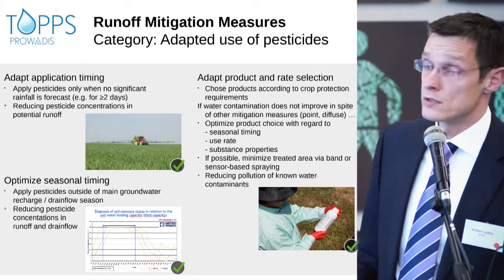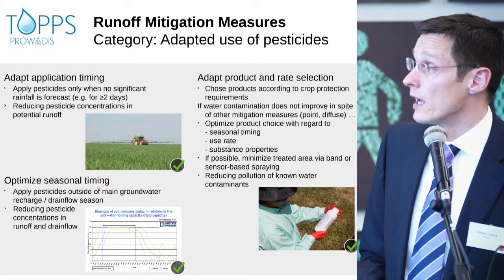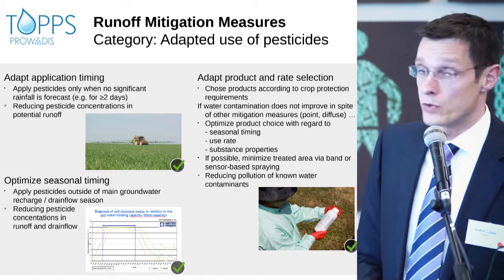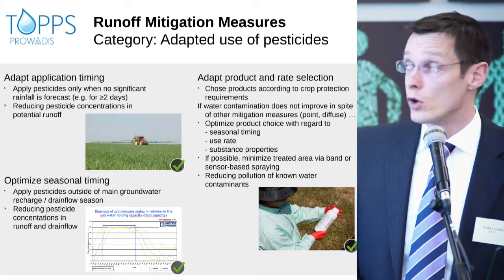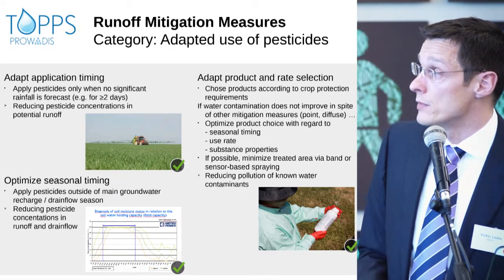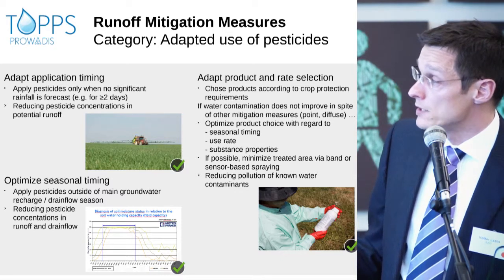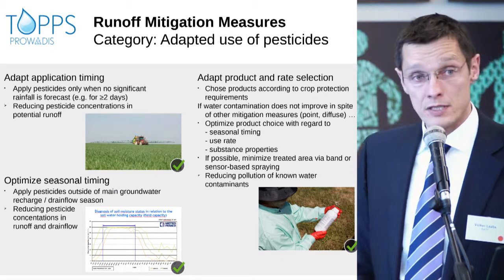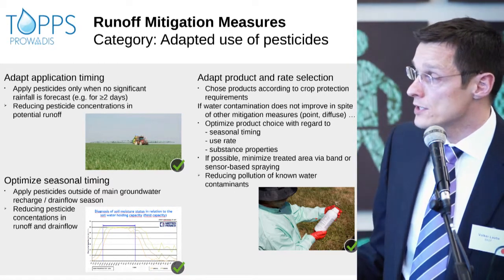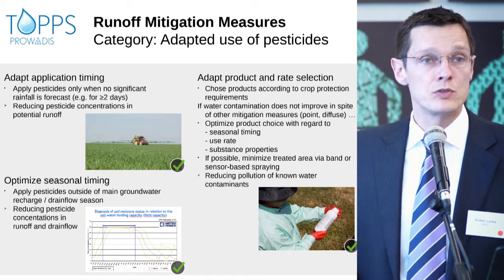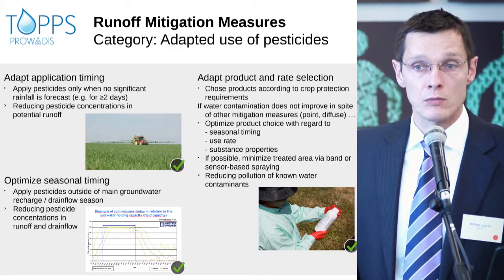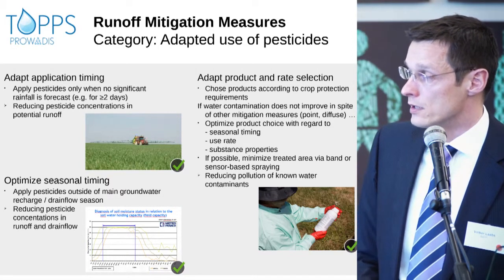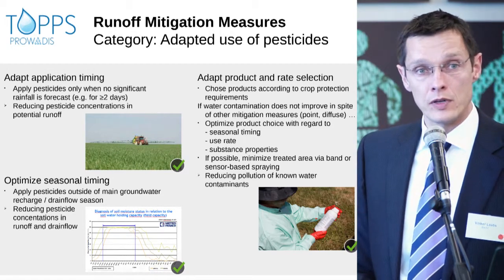First of all, of course, we need to look at the crop protection requirements that we have. But if the water contamination is known there and it does not improve because of, for example, fighting point pollution sources, then we need to think about other mitigation measures as well. Optimize the product choice with regard to seasonal timing, as seen here before, the use rate or the substance properties. And also, if possible, minimize treated area. Use smart technologies like sensor-based technologies or banded sprayers. And in the end, this shall result in a reduction of the pollution of water.